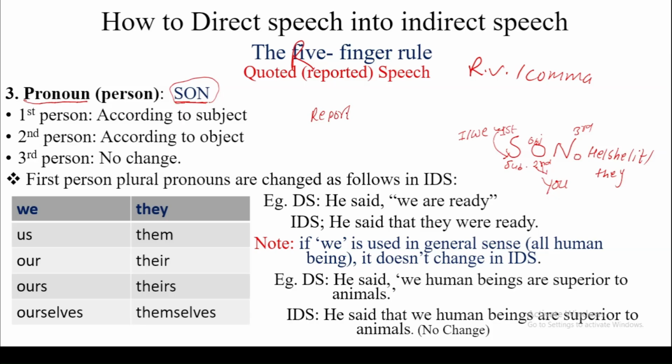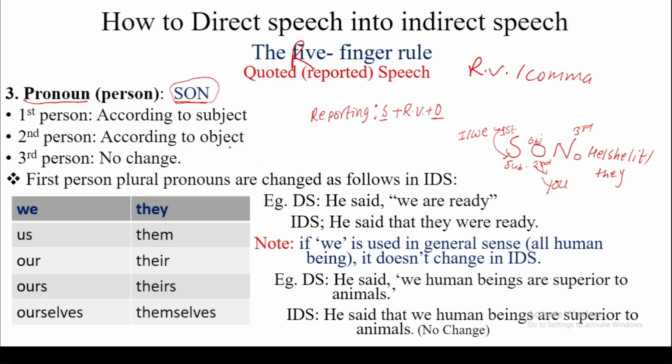The reporting clause has a subject and an object, in most cases subject plus reporting verb plus object. So according to this subject and this object, the pronouns of the quoted clause or quoted speech are changed.